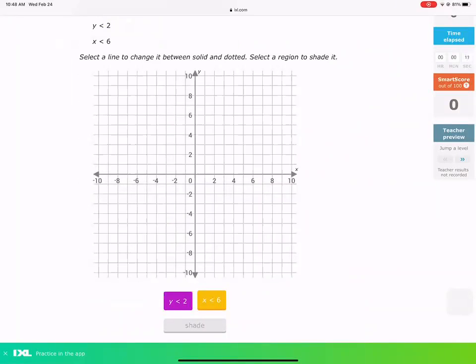So the first problem is y is less than 2. So y is 2. Think of it. Y is 2, y is 2, y is all 2 here. See, y is all 2.